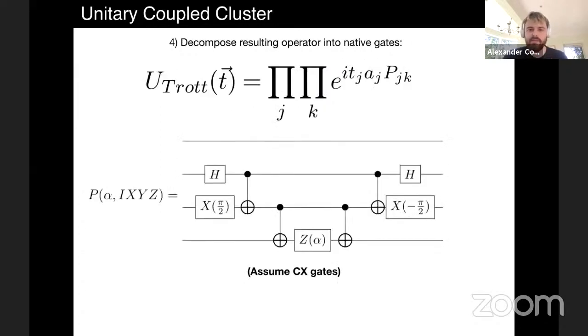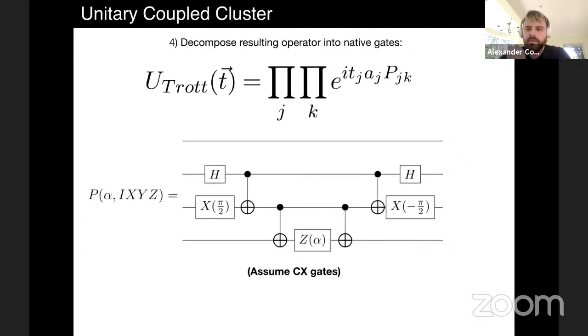And lastly, when we have this product of Paulis, each one of them can naively be expressed as a circuit using, for example, here CNOTs and some arbitrary single qubit gates. And I'm introducing the notation that we have some P of alpha and a Pauli string. So the tensor product is implicit in the strings. This is I tensor X tensor Y tensor Z, and the alpha is some angle specifying the rotation angle of our Z rotation in the middle here.